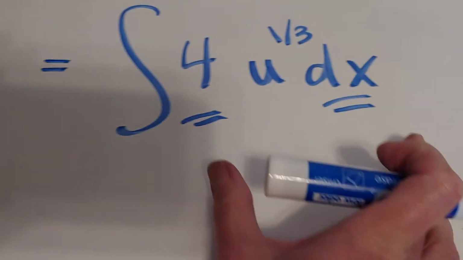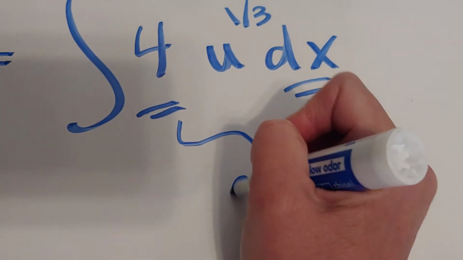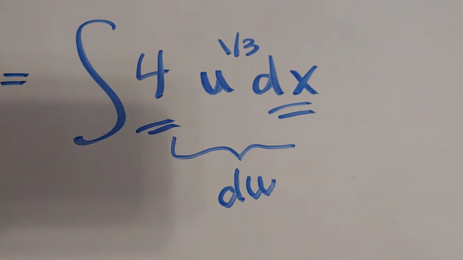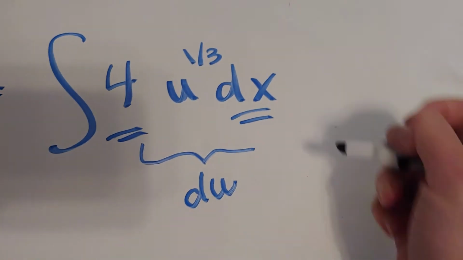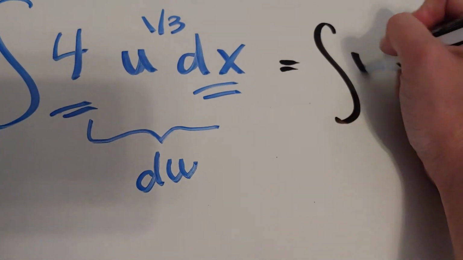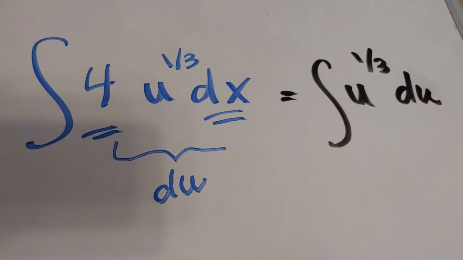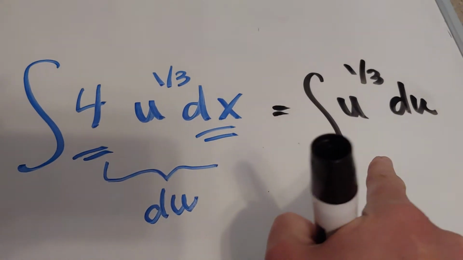So notice that what I have left is a 4dx. Exactly what I need is exactly what I have. So that's why I'm calling this a perfect trade. Okay, so what ends up happening is that we are now going to have just the integral of u to the 1/3 du. The 4 and the dx turned into a du. All right, so this is now what I have to integrate.